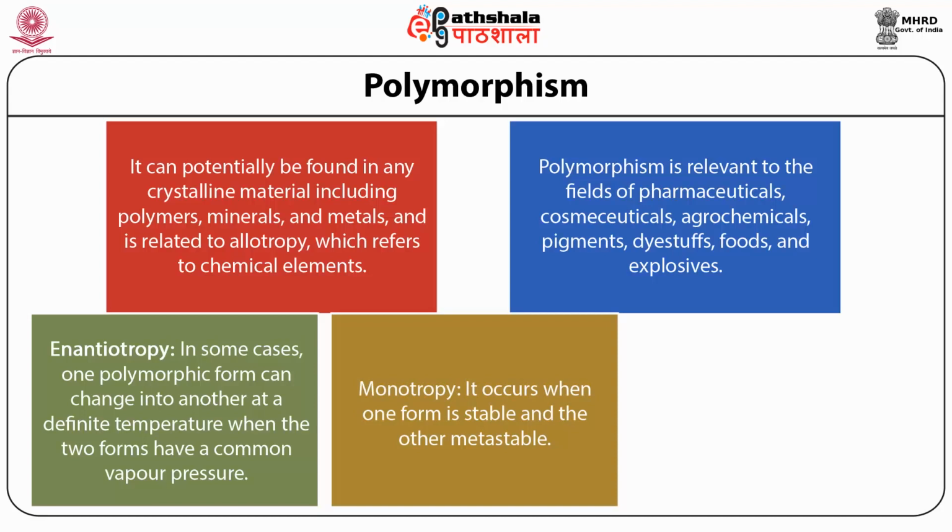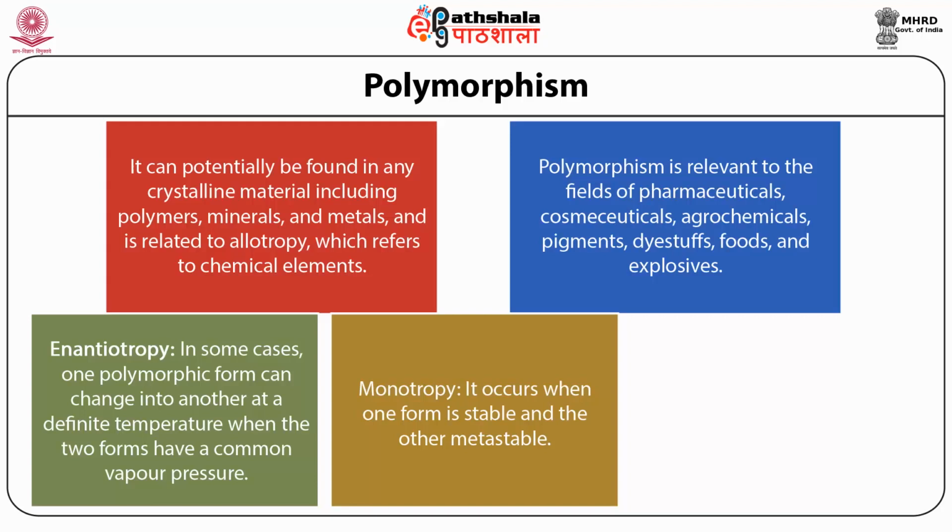Monotropy occurs when one form is stable and another is metastable. The metastable form changes to the stable form at all temperatures and the change is not reversible. Thus, there is no transition temperature and the vapor pressures are never equal. This type of polymorphism is exhibited by phosphorus.